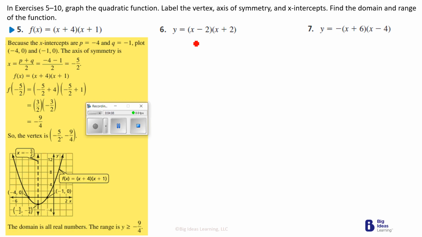We know that we have x plus 6 will equal 0. And we'll have x minus 4 will equal 0. And so when we work these out, just in case people are forgetting how we got this, x-intercepts. One x-intercept is going to be -6, right? And the other one is going to be +4.